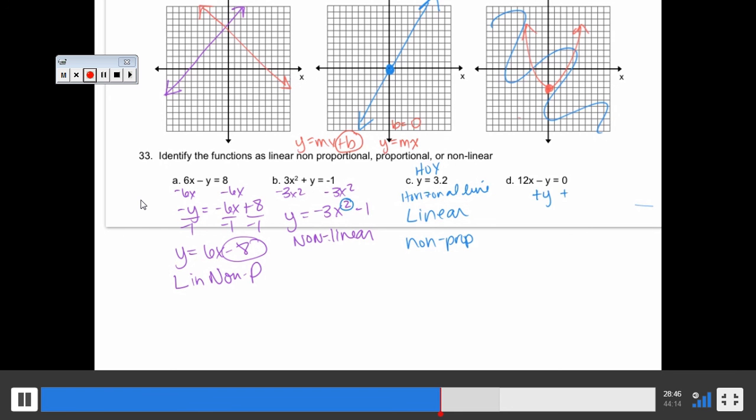I'm going to go ahead and add y, because that saves me a step. So I have 12x equals y, and it's perfectly okay to go ahead and switch those around. So say y equals 12x, and this is going to be proportional because there is no b. So that's an understood plus 0 that you do not have to write, so that's why it is proportional. That's also called a direct variation.